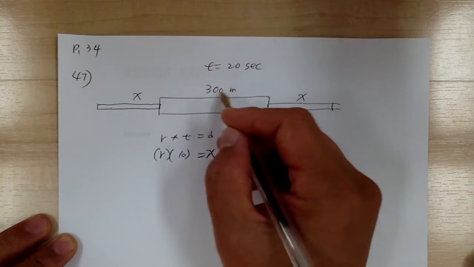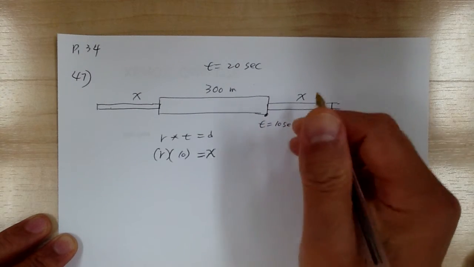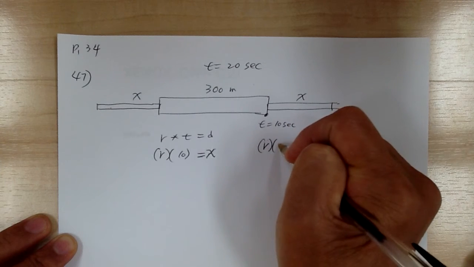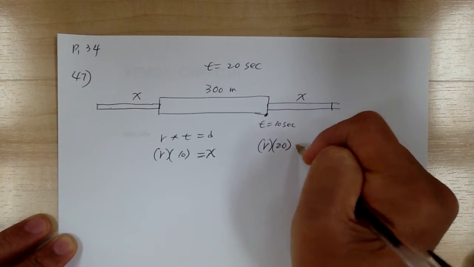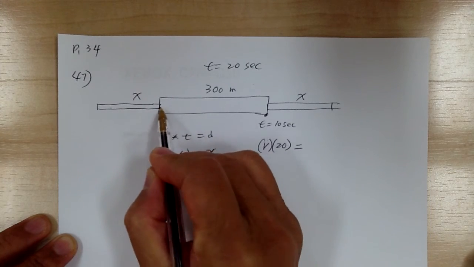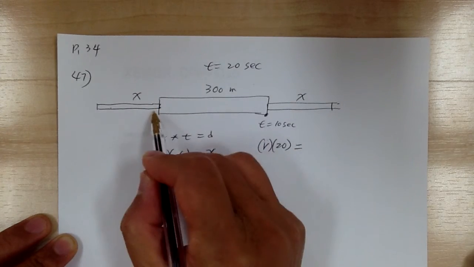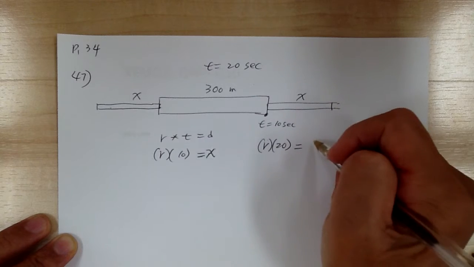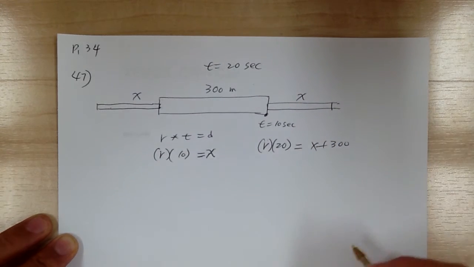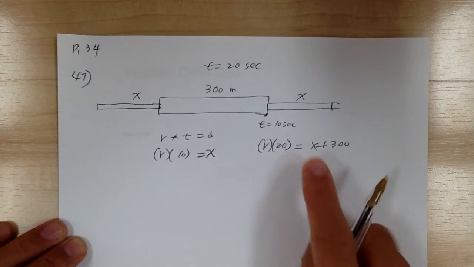Then you have another equation right over here. The rate of the train times time, 20 seconds, will equal the distance. Notice it's going to end up right over here. So the distance from here to here is x plus 300. Now it's just a matter of solving this.